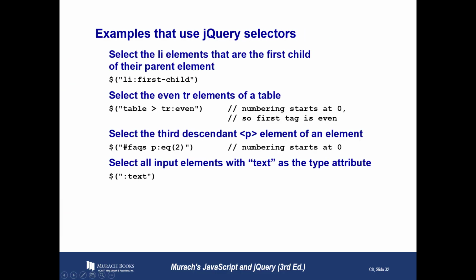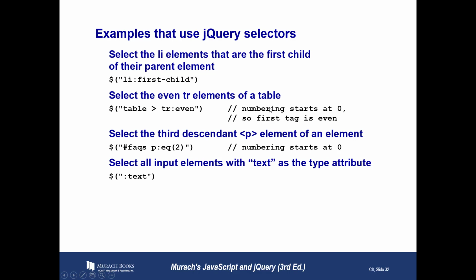So here are some more examples. Select all LI elements that are the first child of their parent. Well, what's an LI? It's a list item, so what's the parent? It's saying choose the first one in an unordered list or in an ordered list. This says go to a table and select all of the even elements. The first element in there is element 0, so the first one will be even. The third one will be even, etc.